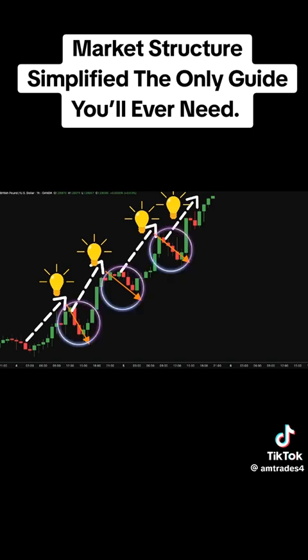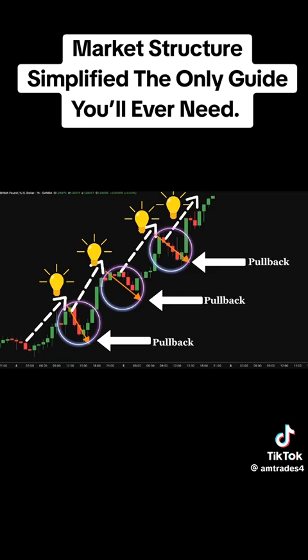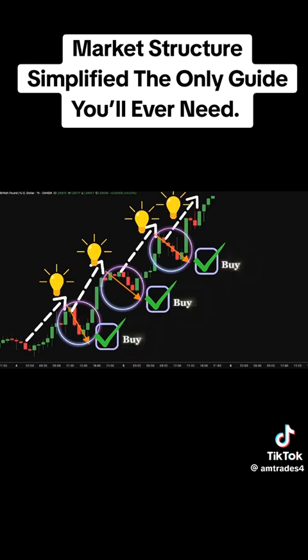Pullbacks. A pullback is a temporary drop in price after an impulsive move. It's not a trend reversal, it's just the market cooling off. Eventually, when price pulls back to a level that buyers find attractive again, they step back in and trigger a new impulsive move upward. So here's how a professional trader thinks in an uptrend.